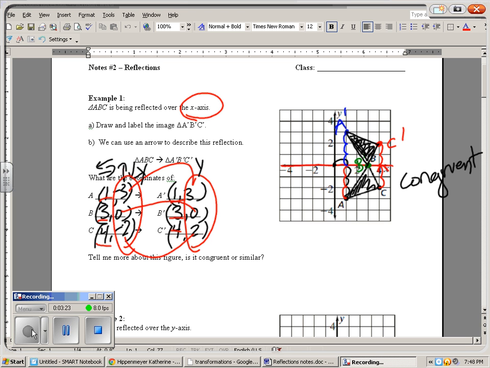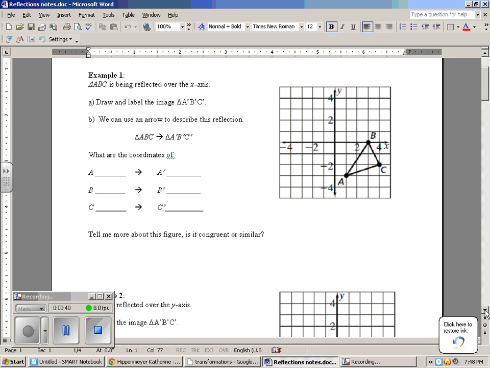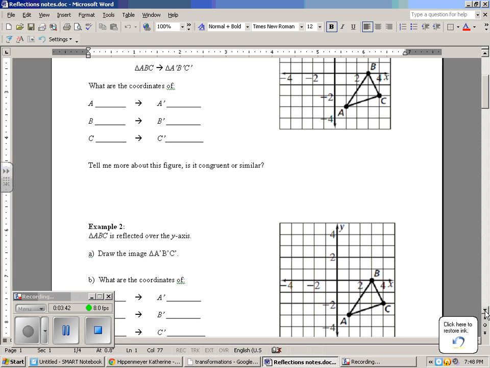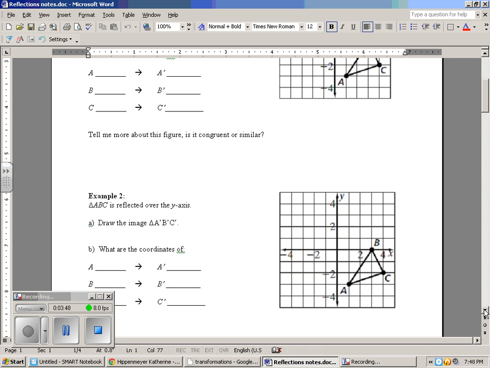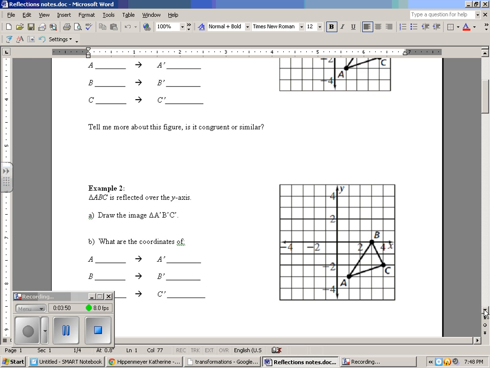All right, let's continue. B, it says we can use an arrow to describe this reflection. So it shows you we're reflecting triangle ABC and making triangle ABC prime. And tell me more about this figure. Is it congruent or similar? We already said that it's congruent. Similar would be the same shape but a different size.